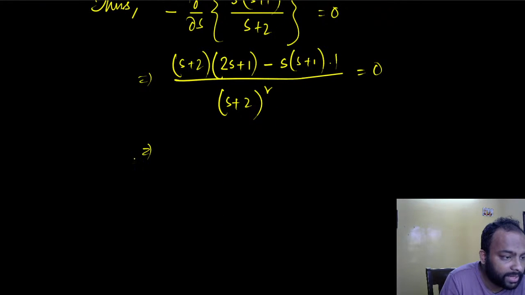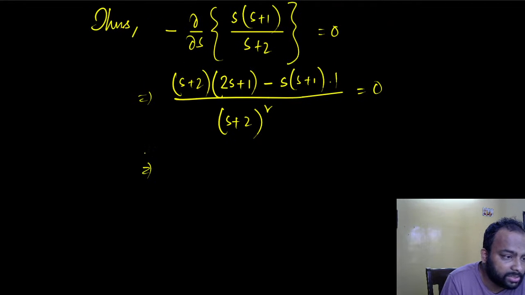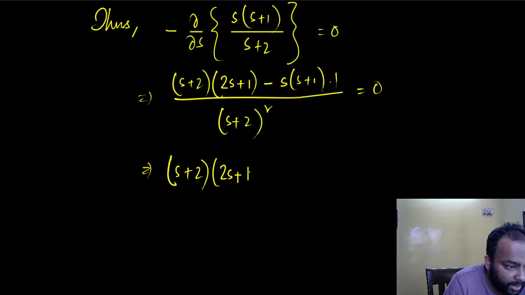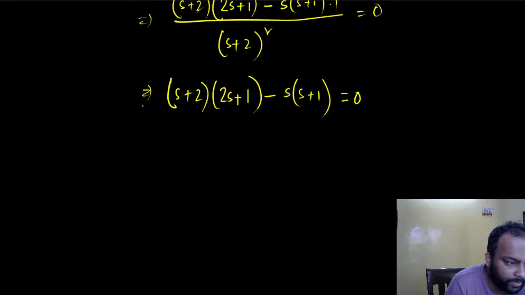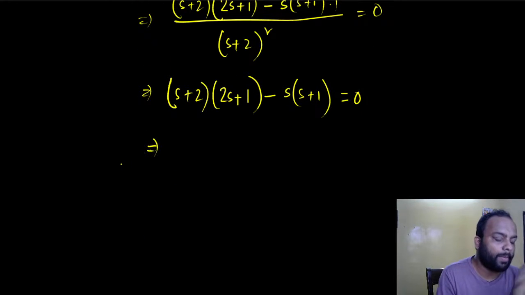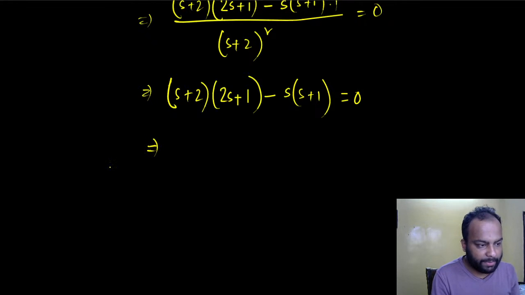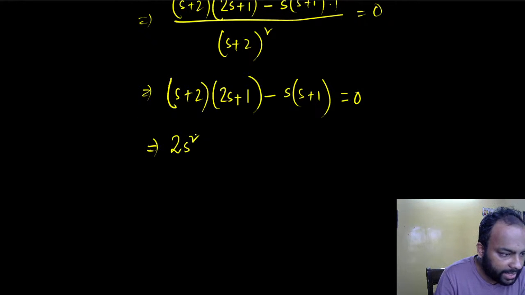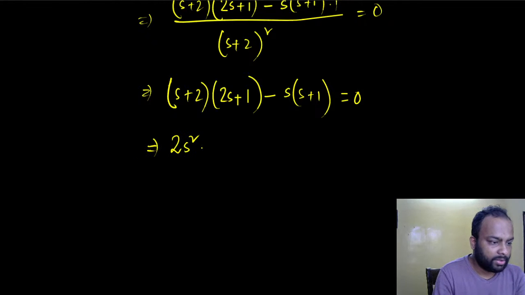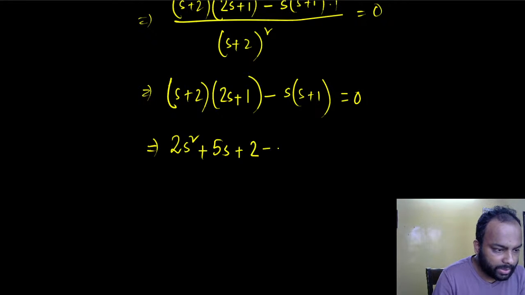Forget the denominator, that's non-zero, I'm assuming. And if that's non-zero, then this numerator is going to be 0. So I have s plus 2 times 2s plus 1 minus s times s plus 1, that's equal to 0. So let's solve for this, and if I get proper solutions, then those are going to be breakaway and break-in points. So this is going to be 2s square plus 4s plus 5s, so 4s, and so this is going to be 2 minus s square minus s equal to 0.